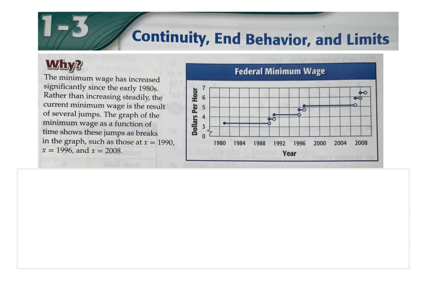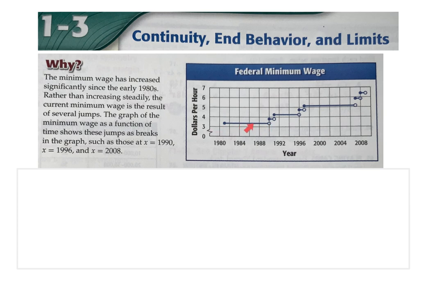The example they give us first is federal minimum wage. It says the minimum wage has increased significantly since the early 1980s. Rather than increasing steadily, the current minimum wage is a result of several jumps. All right, so why would this function look like this? Well, because they don't go from $4 to $4.01 to $4.02 to $4.03 to $4.04 to $4.05 for minimum wage, right? In fact, in like the 1980s, it was really low.